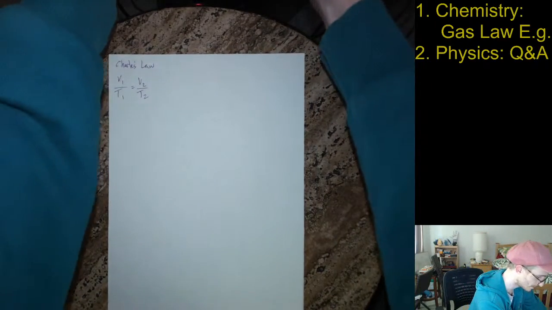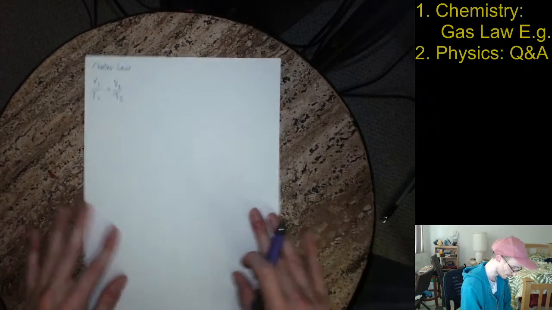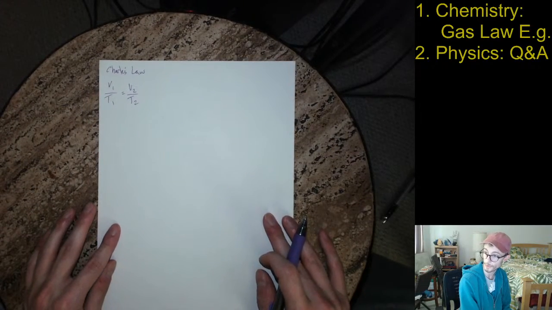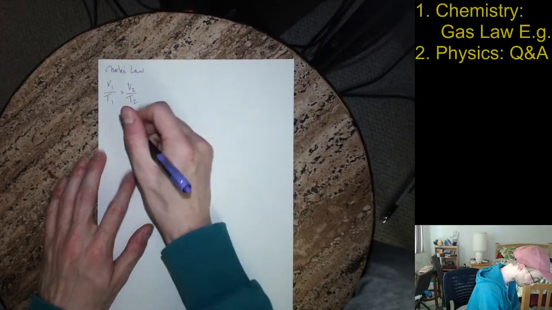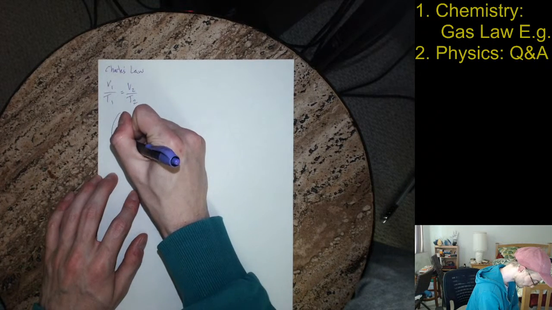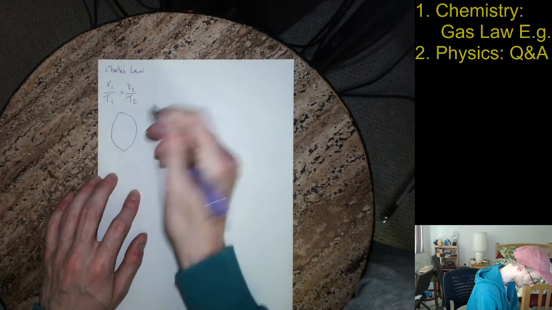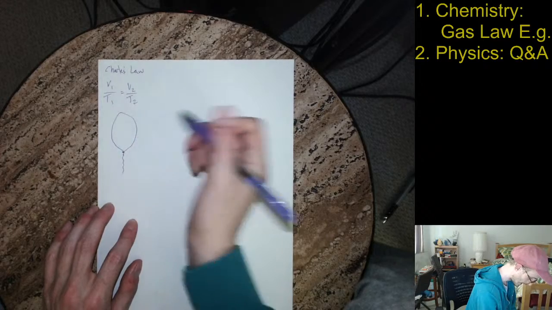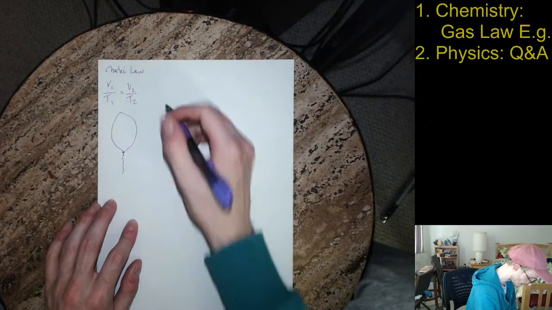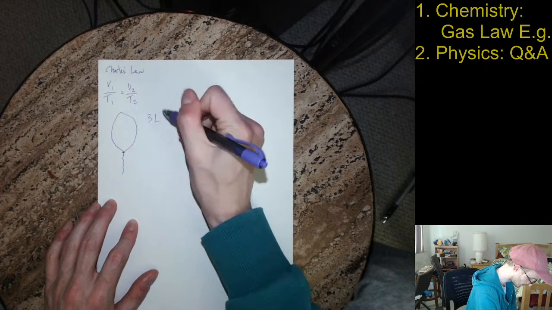So how are we going to do that? Let me just turn this a little bit because I think I keep turning my paper. Okay. So again, we have a balloon. I'm not very good at drawing balloons. Here it is at the beginning. Let's say that it's the same volume, so it's a 3-liter balloon.